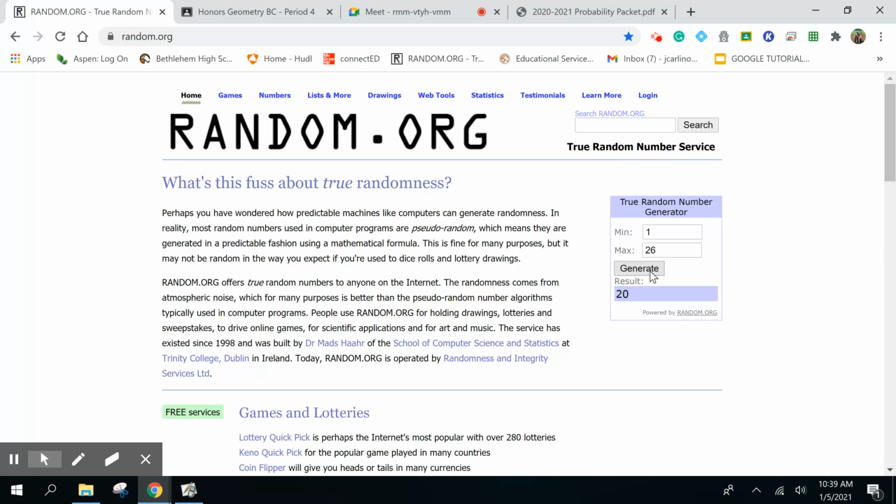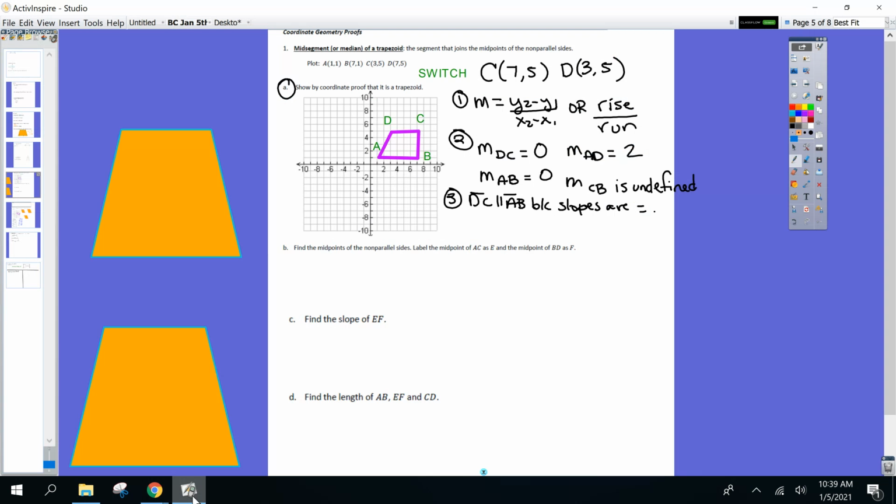Here we go, 20, Radhika. AD and CB have different slopes. So what do we know about them? They're not parallel. And I need to tell you guys that they're not parallel if I'm going to prove a trapezoid. AD not parallel to CB because slopes are not equal. Got to tell me the other pair are not parallel. That eliminates the possibility that it could be a parallelogram.